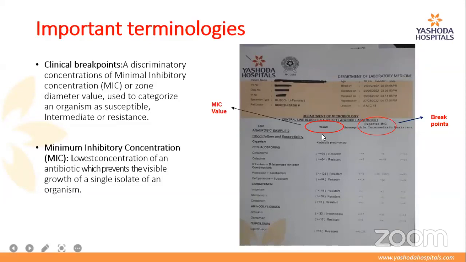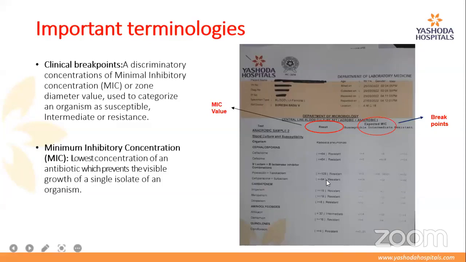This MIC or zone value, when paired with breakpoints, which vary from antibiotic to antibiotic and from organism to organism. In this slide, we can see a blood culture report of Klebsiella pneumoniae, where amikacin and gentamicin are both from the same group, but the breakpoints are different, 16 and 4. Similarly, this is a Pseudomonas report and this is a Klebsiella report.